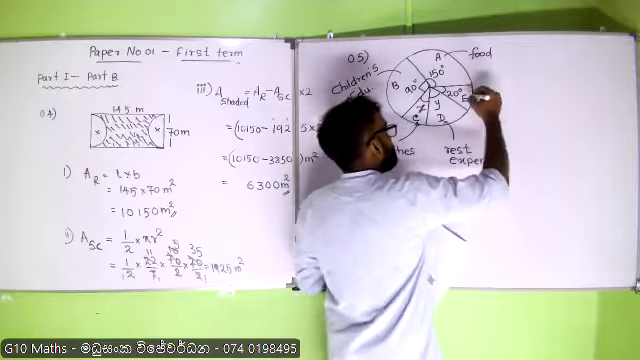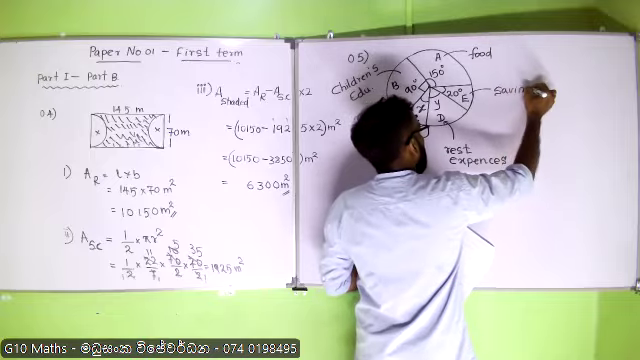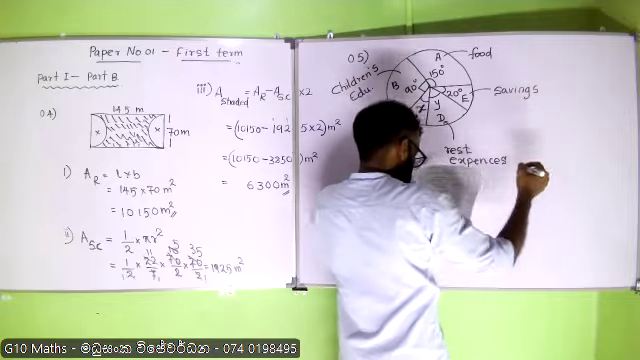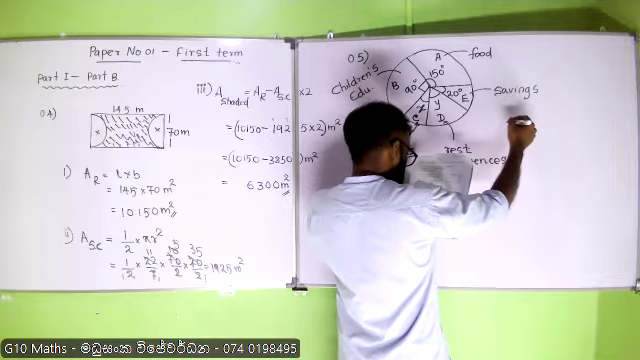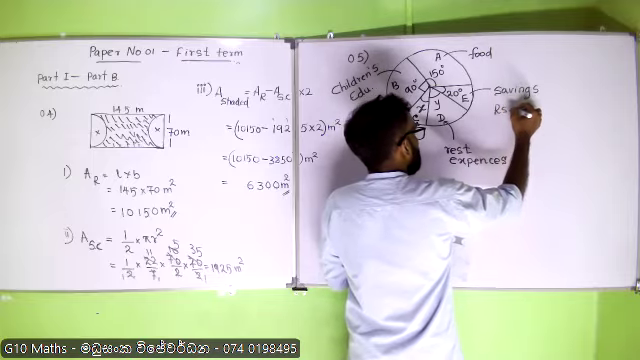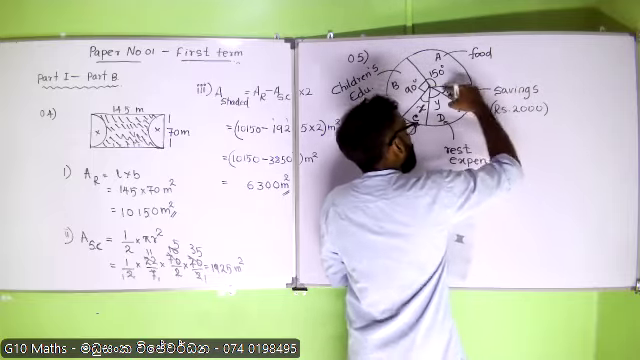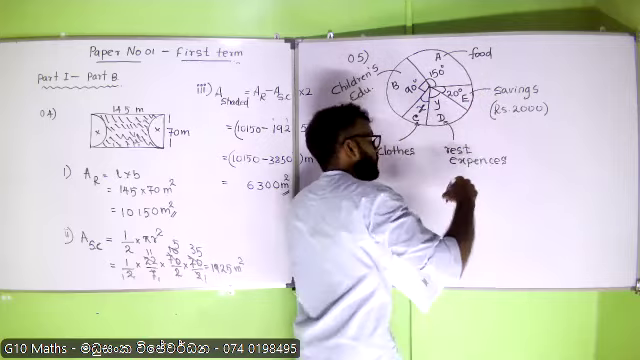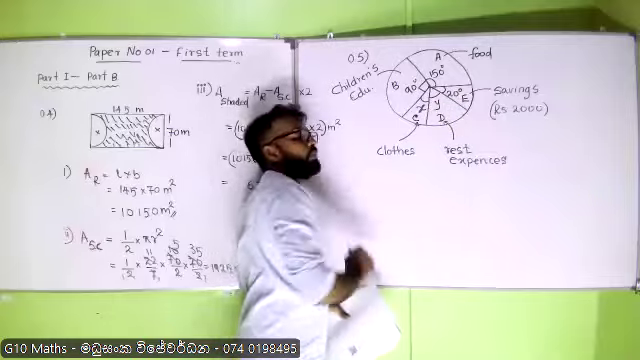E for savings. And inside the brackets, they have given 2,000 rupees as the savings per month. 2,000 rupees refers to this 20 degree part.